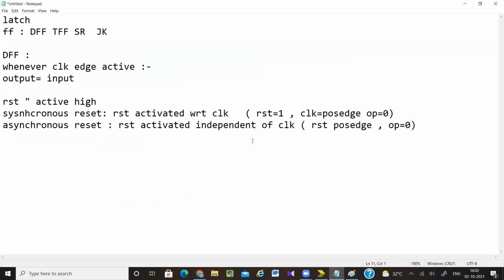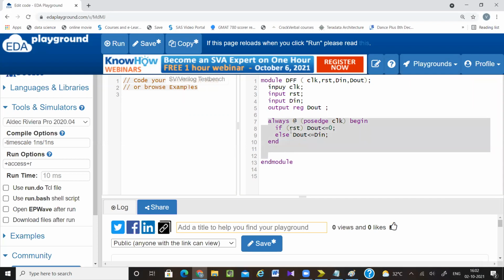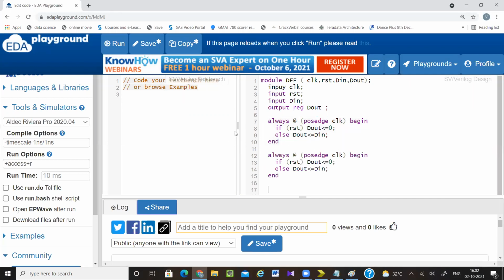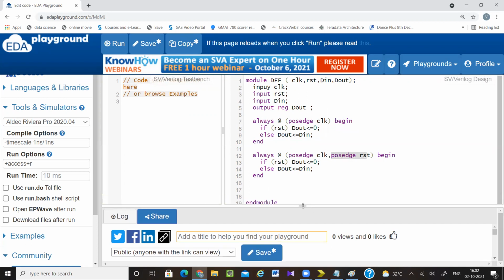Now how to write Verilog code for it. So this one is for synchronous reset. If I'm writing the same code for asynchronous reset, then here I have to include the reset signal also, passage of reset. Why have I taken passage of reset? Because here my reset is active high. If reset signal is active low, then write negate of reset, and here if not reset. Okay. So now we will look into waveform.